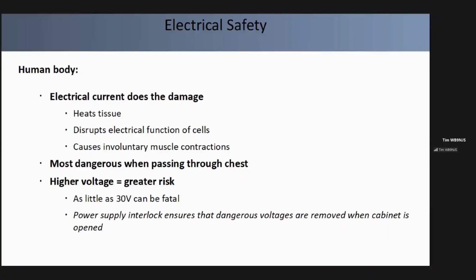That is a reason that a power supply interlock is used, and that ensures that dangerous voltages are removed when a cabinet is opened. That's right out of the question pool. What does that mean? There are compartments, especially in tube equipment, that may have very high voltages present. And you generally design it so when you open the case, there's a switch that will disconnect that high voltage. So when you go in there to work on it, you're not going to be at risk of contacting that. So power supply interlock ensures dangerous voltages are removed when the cabinet's opened. That's the answer to the question.